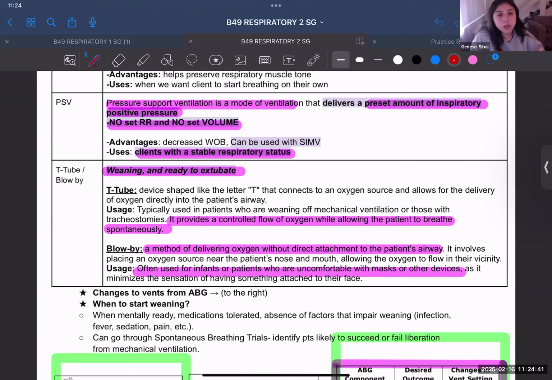So if we're getting ready to take a patient off a vent, we can start them on SIMV or change the mode to SIMV, so we can allow them to relax and help them preserve their muscle tone, and that's when the patient starts to breathe fully on their own.